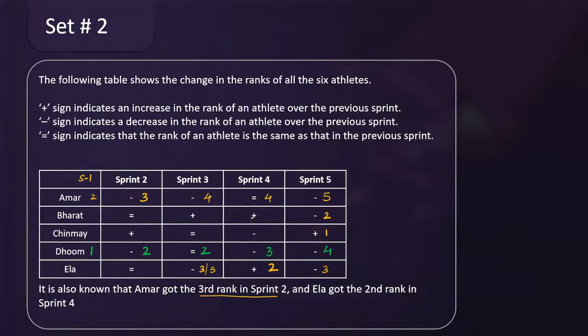Now let's talk about sprint number 4. Which ranks are remaining? Rank number 1 and rank number 5. Now rank number 2 is a plus, so rank number 5 cannot be here in sprint number 4 for Bharat. So Bharat के लिए यहाँ पे कौन सा rank आएगा? It will be rank number 1, because there is a decrease in rank. So rank number 5 will be left for Chinmay in sprint number 4. Clear?